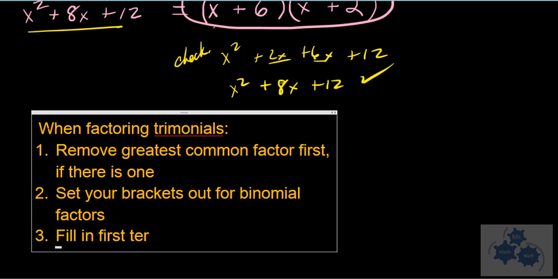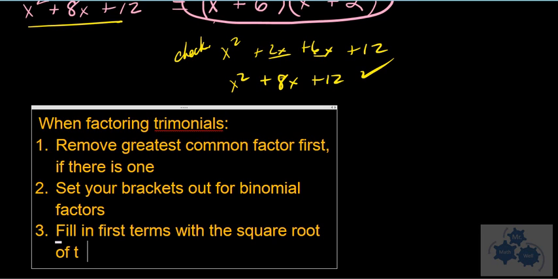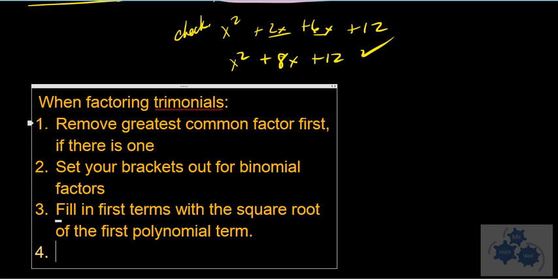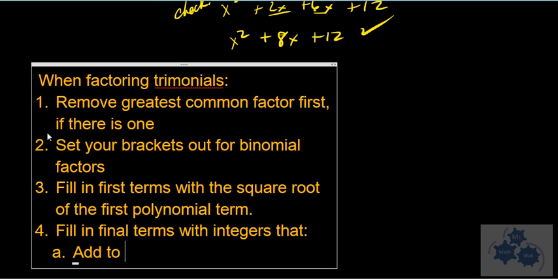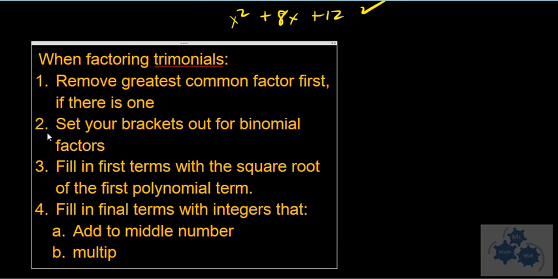3, fill in first terms with the square root of the first polynomial term. 4, fill in final terms with integers that, and this is really important, add to the middle number and multiply to the constant in the polynomial.